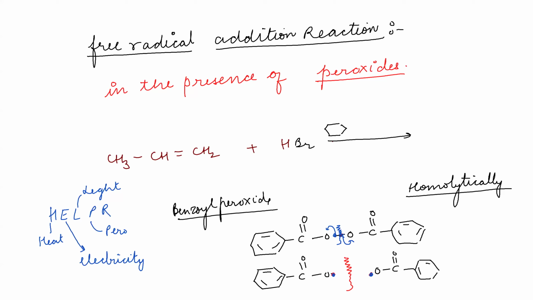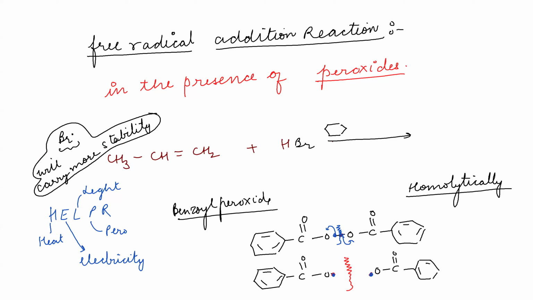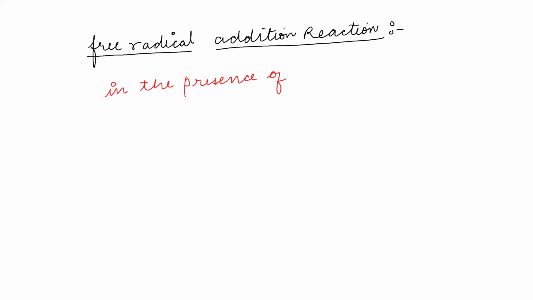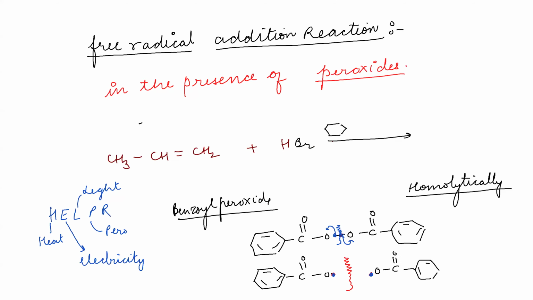And I have told you the bigger the free radical, the more stability it carries. So bromine will carry more stability. Understood my point or not? So understand one thing. So how do we have this?